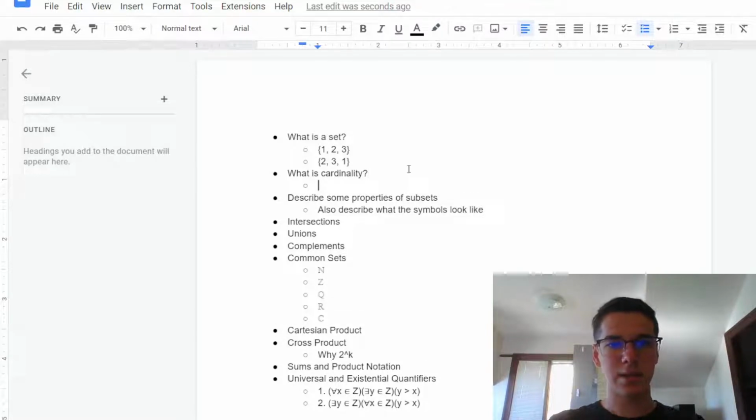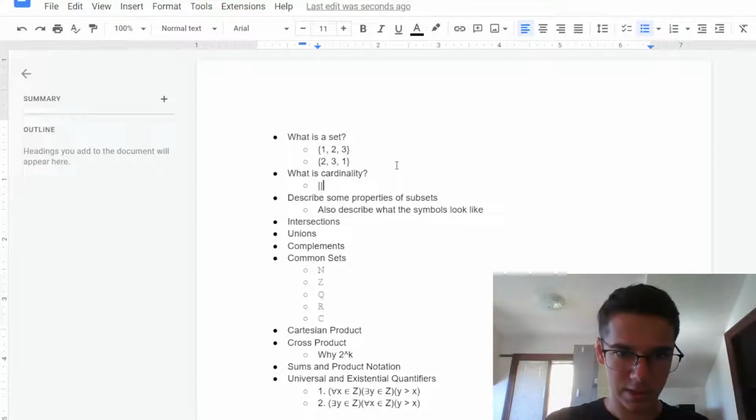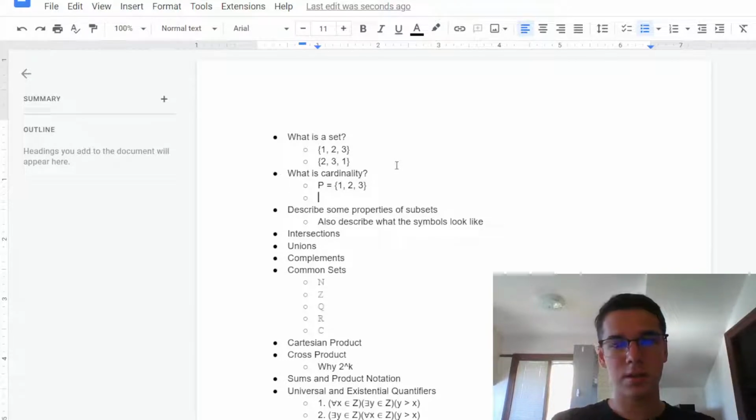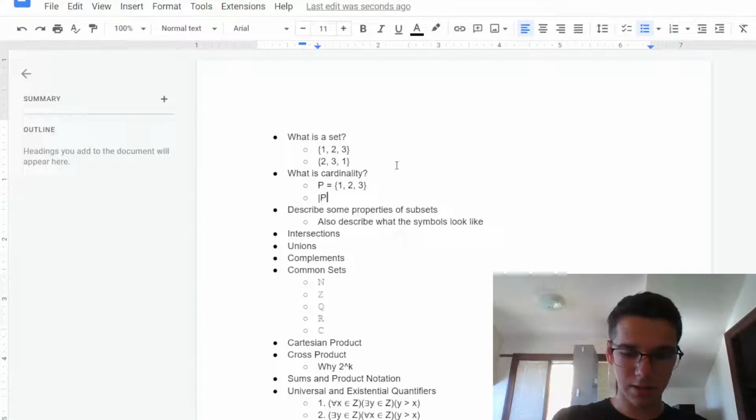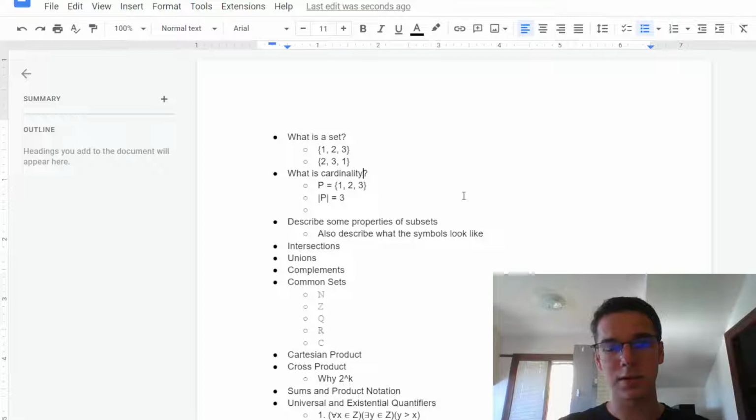Next, what is cardinality? Cardinality is represented by these vertical lines. So if we say P is equal to {1, 2, 3}, and capital letters are usually used to represent sets, then we'll say the cardinality of P is equal to 3. And that just tells us what the size is. There's a certain kind of set called the empty set, which looks like a zero with a slash through it, going diagonally. And that is just an empty set. There's just no elements in it.